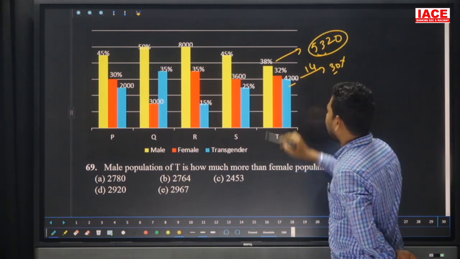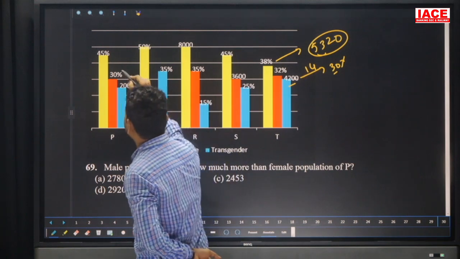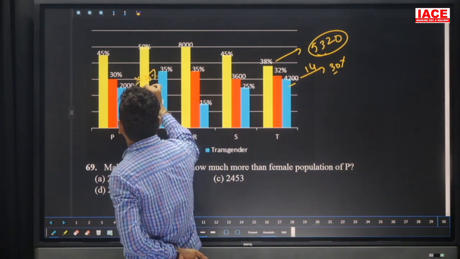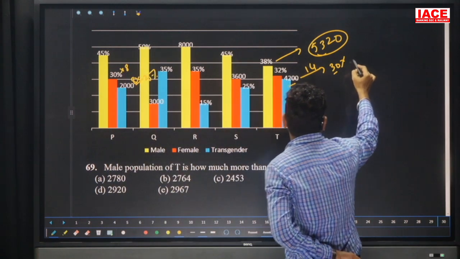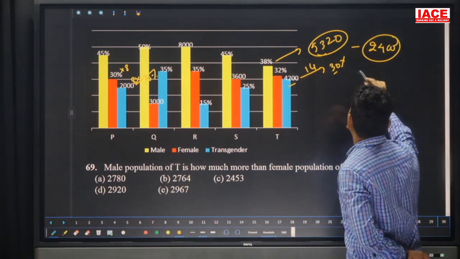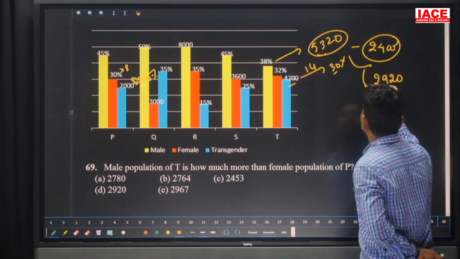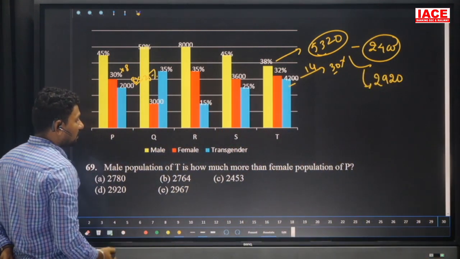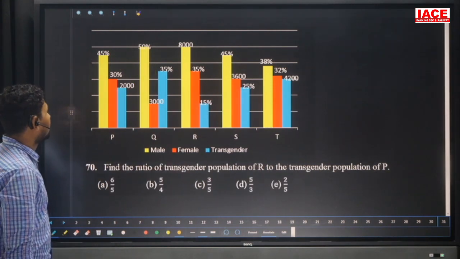This is the male population of T, and the female population of P is required. Female population means 30 percentage. 25 percentage is equal to 2,000, which is multiplied by 8. Here also multiplied by 8. It is equal to 2,400. From this, 2,400 will be removed. 5320 minus 2,400 is equal to 2,920. Then the difference between the male and female population in T and P respectively, what is the answer? 2,920. Option is D.